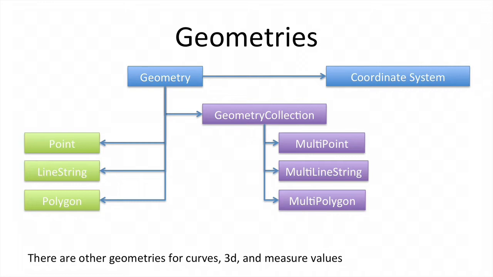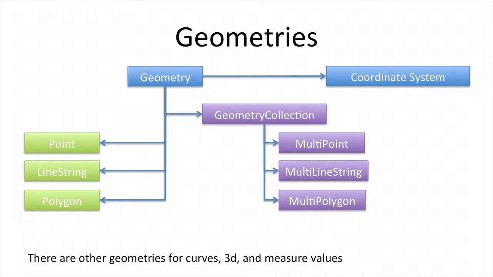A multi-line string, you run across that all over the place when you have roads. You'll have a road going along, and then it'll run into a bridge, and then it might continue past that. Now, that could be two lines, which is usually what you'll find. But some people will represent it as one line that has a hole in the middle. And that would be a multi-line string. Points are pretty obvious. Cities, manhole covers, trees, all those kinds of things are usually points.